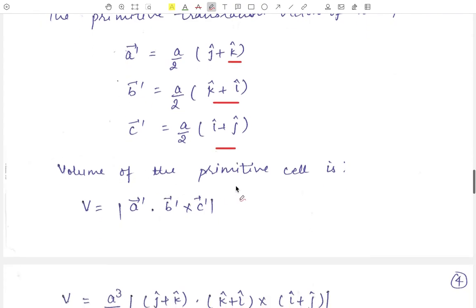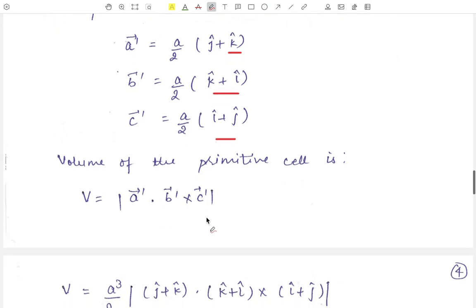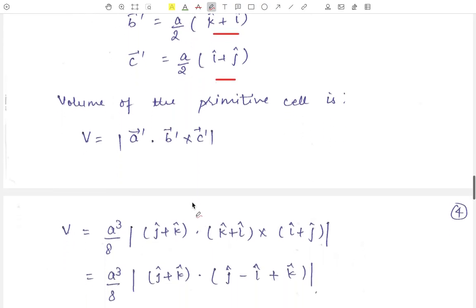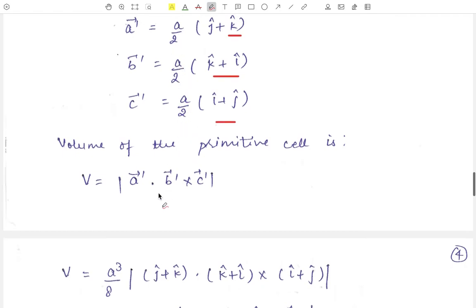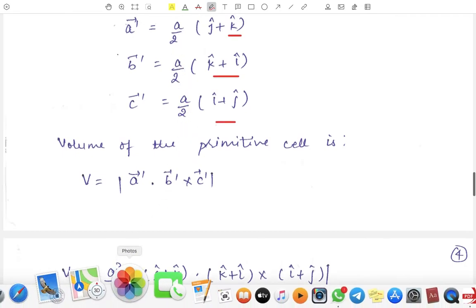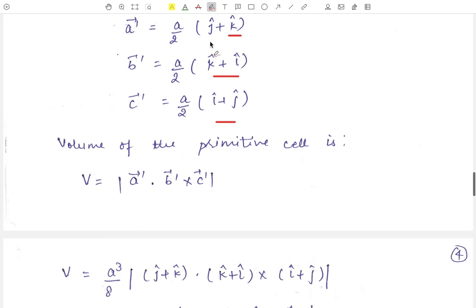Therefore the volume of the primitive cell will be again a dash dot b dash cross c dash. Now these are our vectors. Using these values here we get a upon 2, a upon 2, a upon 2, that is a cube upon 8. हम लोग इसे बाहर ले लेते हैं. अंदर क्या रह जाएगा? j plus k dot b dash, that is k plus i cross i plus j.